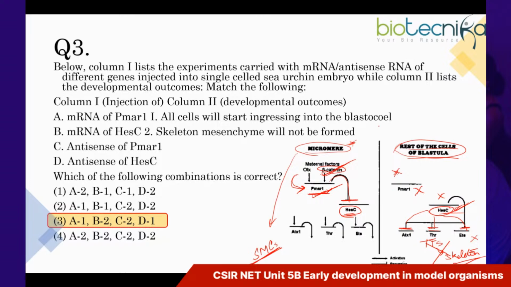But in the micromere, because of beta-catenin, PMAR is there. Because PMAR is inhibiting HESC, HESC cannot inhibit this. That's why this transcription will be happening. And because of this transcription, skeleton will form.